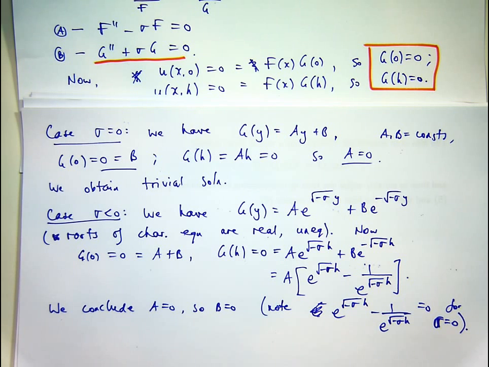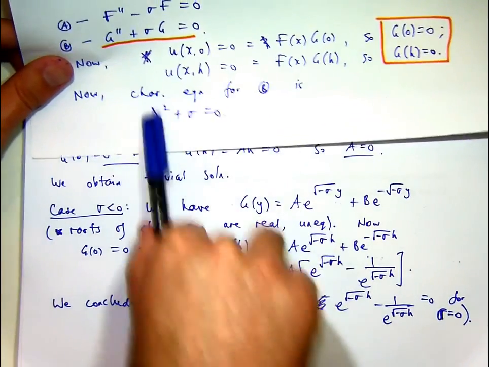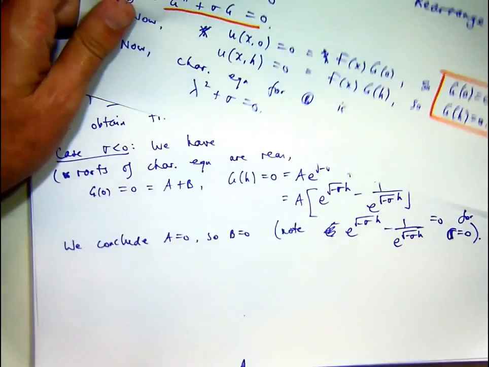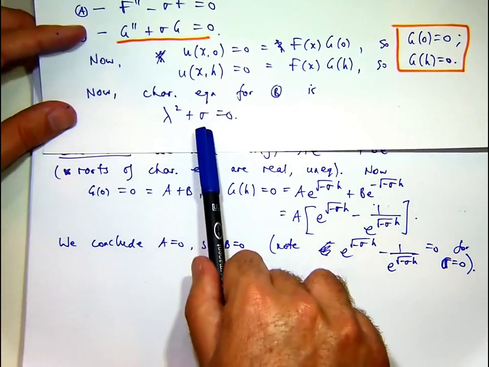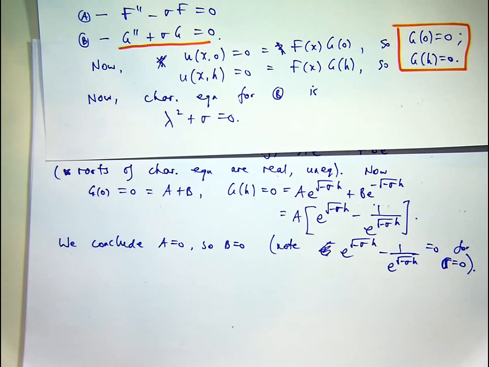Now we get to the interesting part. Let's talk about the positive values of the separation constant. So we return to our characteristic equation. When sigma is positive, what's going to happen? I'm going to get lambda squared equals negative sigma. That's going to have complex roots, right? So complex roots with 0 real parts, so purely imaginary roots. So in this case, the general solution is a linear combination of cosine and sine.